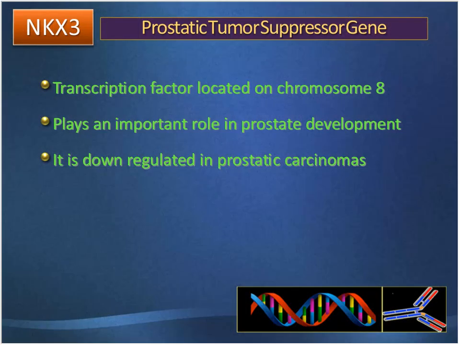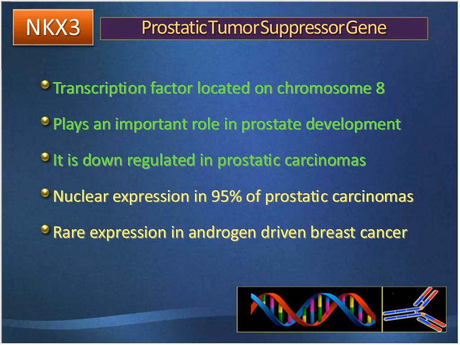Another marker which has been very useful also in differential diagnosis of tumors is NKX3.1. It is a prostatic tumor suppressor gene, a transcription factor located on chromosome 8, and plays an important role in prostatic development. It is downregulated in most prostatic carcinomas. However, nuclear expression can be seen in more than 95% of prostatic carcinomas. It is a very good marker for prostatic carcinoma.